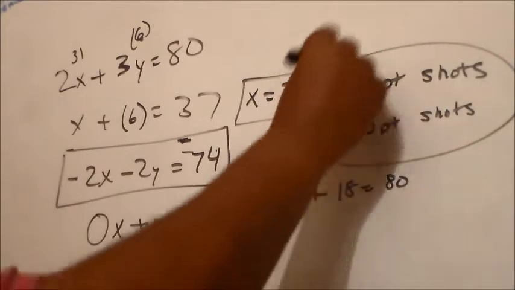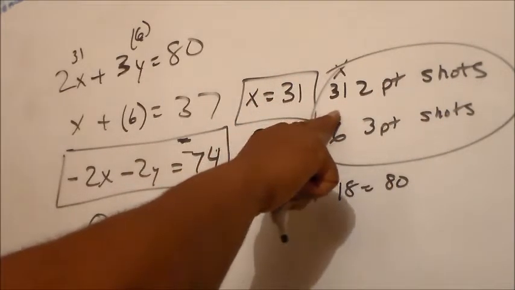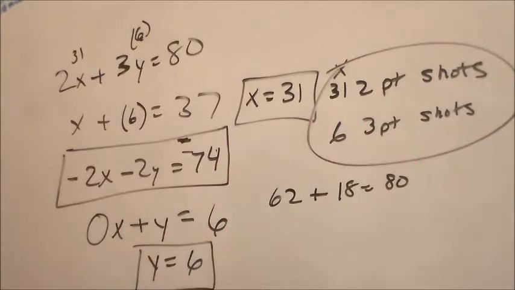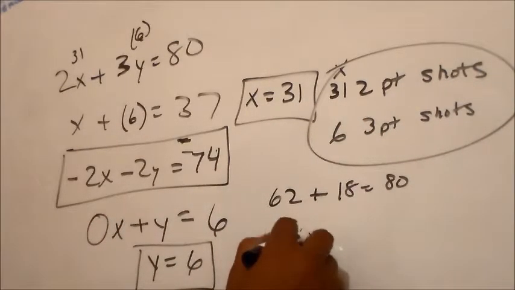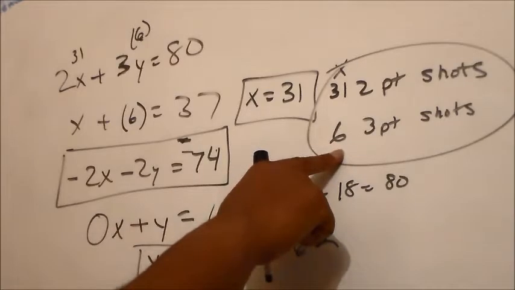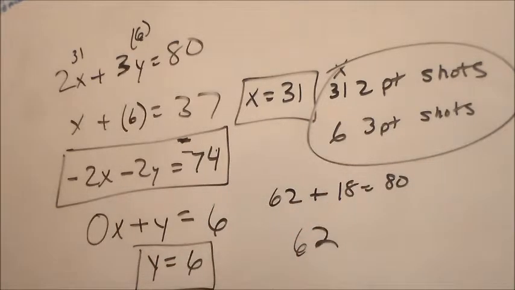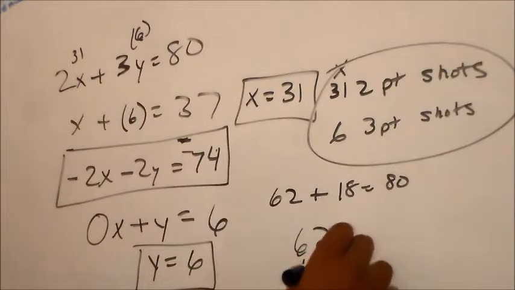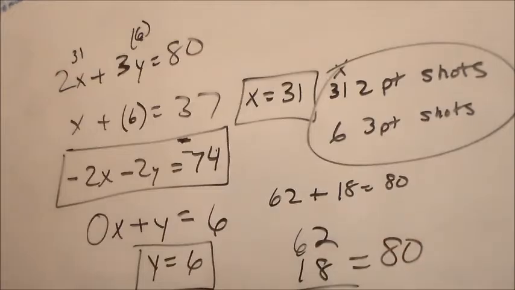The team shot 31 2-point shots and they earned 62 points, and then they shot 6 3-pointers, which is 18 points, and that's how they got a total of 80 points. Oh, I'm sorry, I had to put it here. 80 points. Ran out of real estate there. So that is our answer.